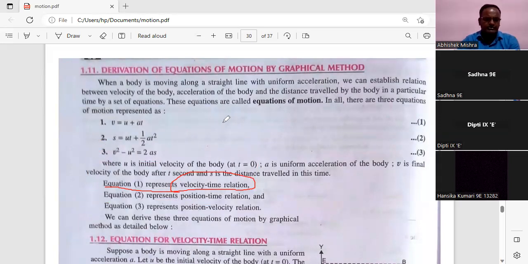Now, we can derive the three equations by the graphical method, but remember, in the latest edition, the derivation has been deleted. So these are the three equations of motion. We have to remember them meticulously. Why? Because when we do the numericals, we will apply all the equations.